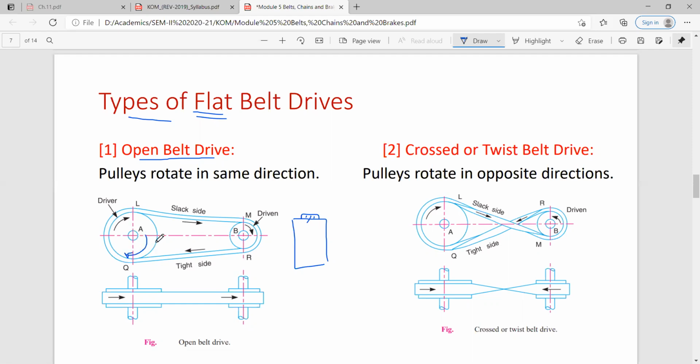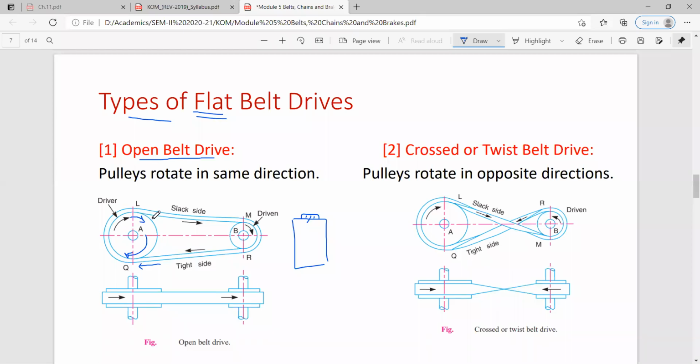At the driving side, when this pulley rotates like this, it drags the belt on this side. It pulls the belt along with it. Because of this pulling by the pulley, this side becomes the tight side, with some tension in it. When the same pulley carries the belt forward to here, it has to give away the contact between belt and pulley.